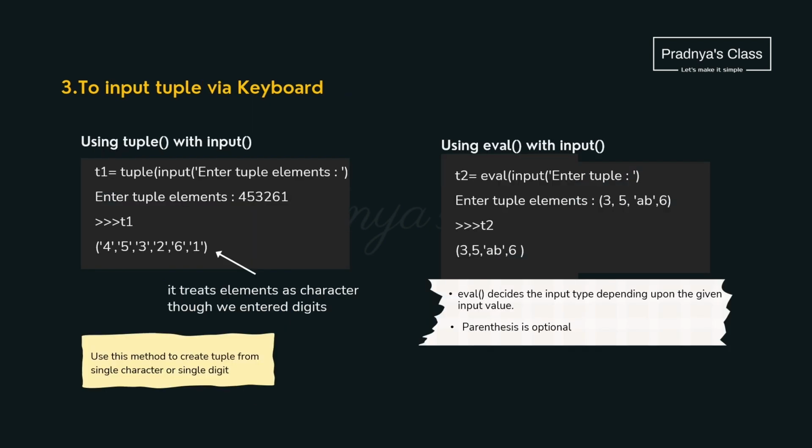We understood how to initialize the elements, but if you want to take input through keyboard, you can do it. Here is the first way with the use of tuple constructor along with input, or you can use eval along with input. When we use tuple function with input, the input will get converted to string. That's why the best option is to use eval. Eval function will keep the data type as it is. It will not change it.